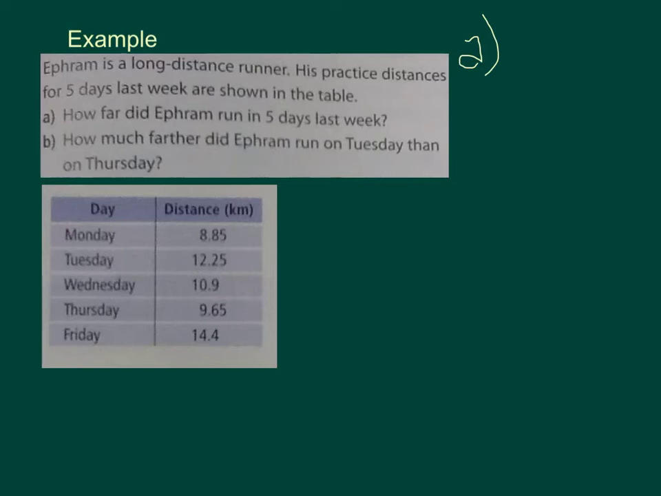My first step in looking at this question, and I see 8.85, 12.25, is to make an educated guess. I'm going to round all of those numbers to a whole number. 8.85, I'm going to round to 9. 12.25, I'm just going to keep at 12, rounding down. 10.9 is close to 11, so I'm going to round up. 9.65 I'll change to 10, and 14.4 I'm just going to round down.